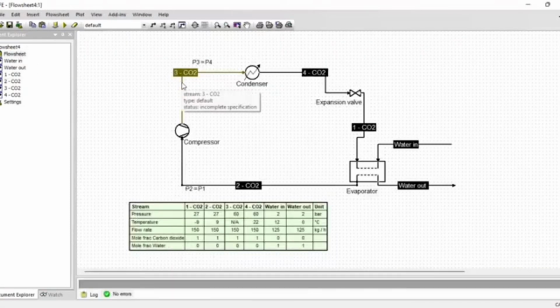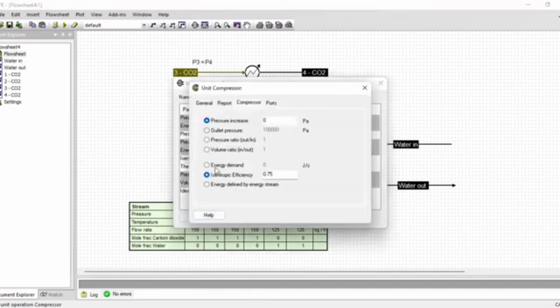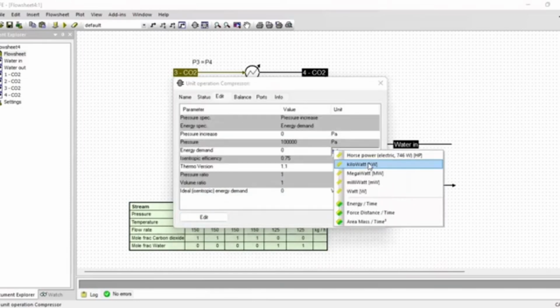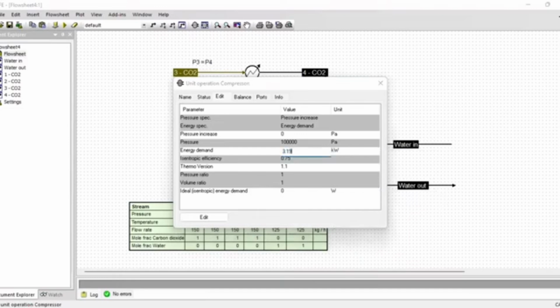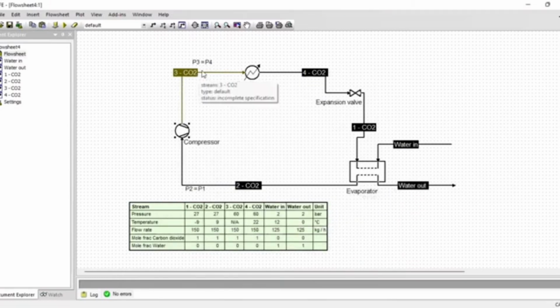Now this temperature here is going to be extremely high, and it's going to be influenced by the power required or energy demand used here. Let us edit that. Energy demand, we can say in kilowatts, 3.91. Let us run the file and see if everything balances.